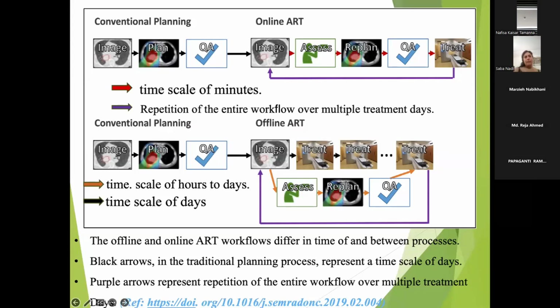Purple arrows represent the repetition of the entire flow over multiple treatments. So it has a very good reference. It has been taken from a publication in Seminars in Radiation Oncology.